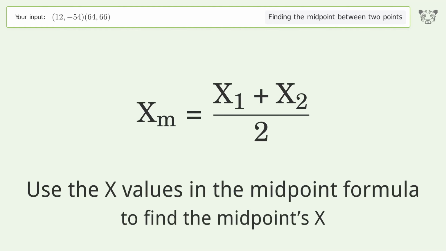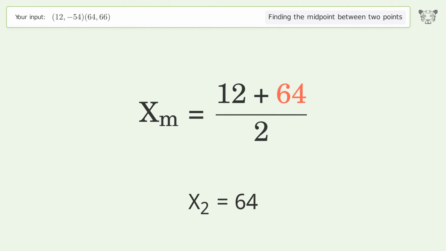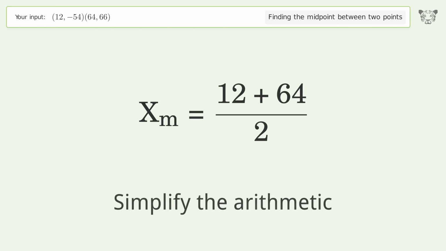Use the x values in the midpoint formula to find the midpoints x. x1 equals 12. x2 equals 64. Simplify the arithmetic.